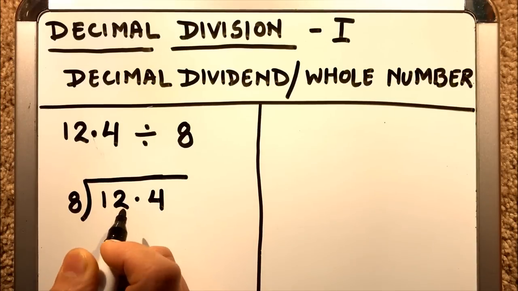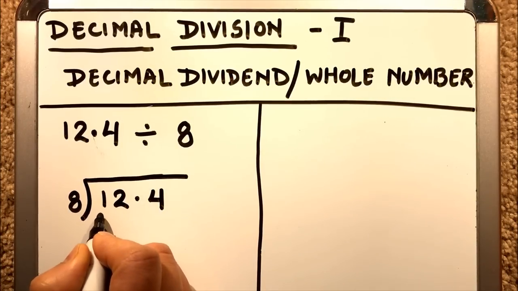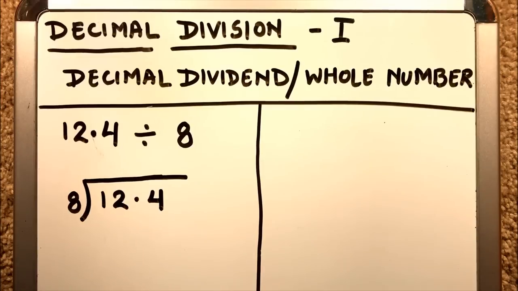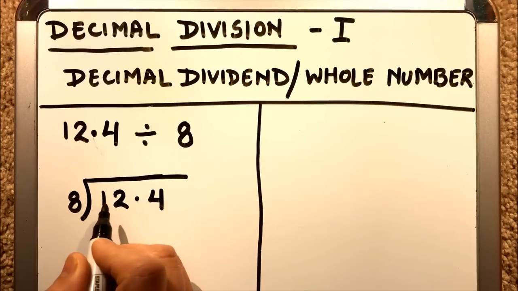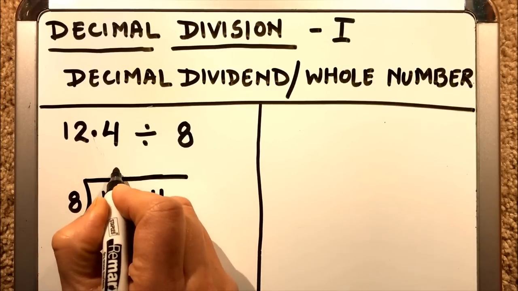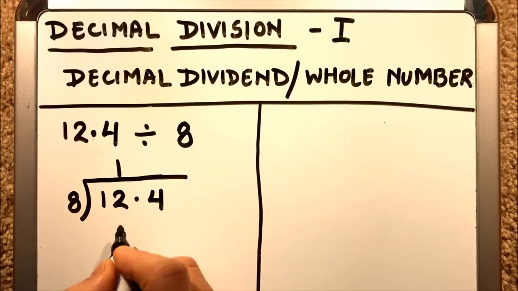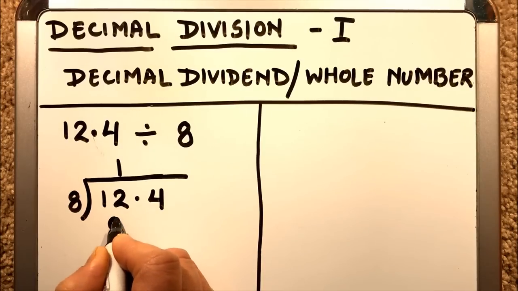So first we'll check the highest decimal place. Here 1 is the highest decimal place. Here we see that 1 is not divisible by 8 because it is very less. So we'll take two numbers together. So 12, we'll divide 12 by 8. So we'll count the tables of 8. So 8 times 1 is 8.